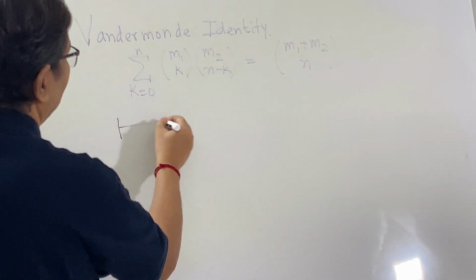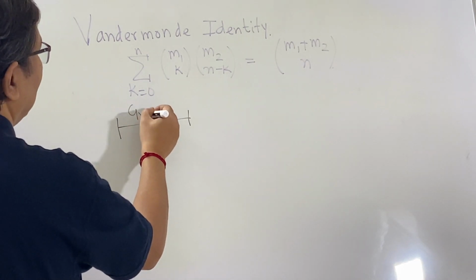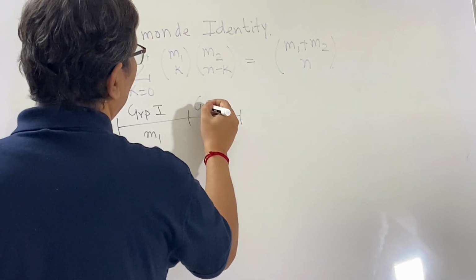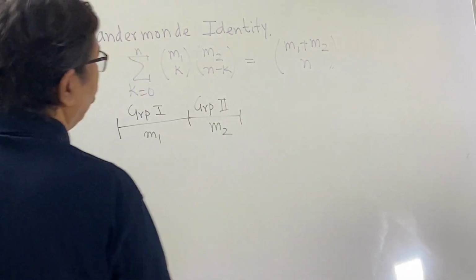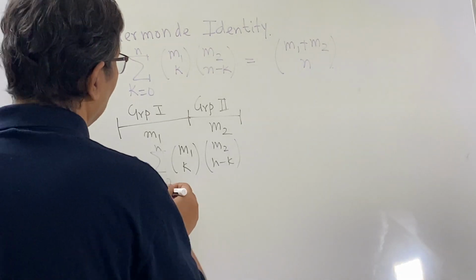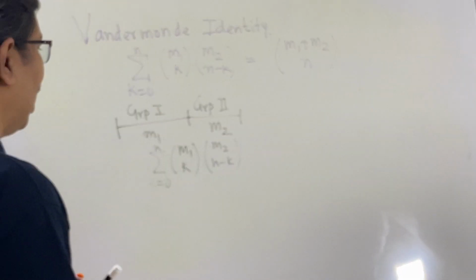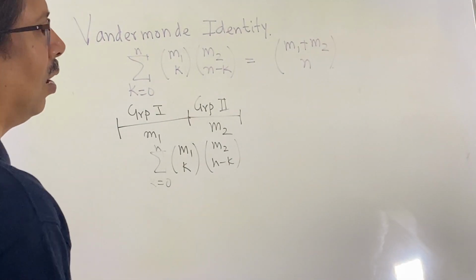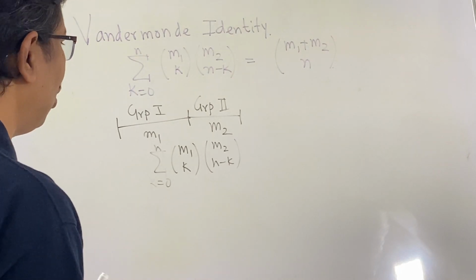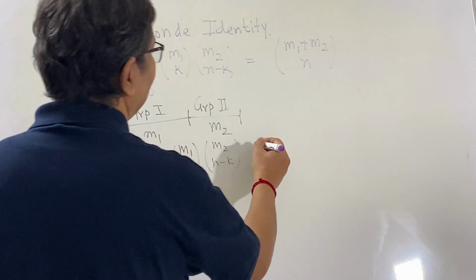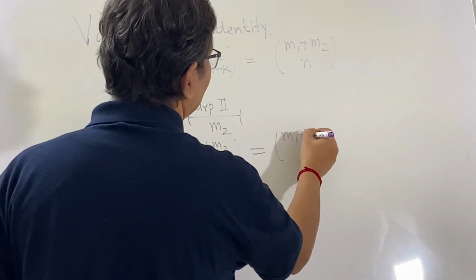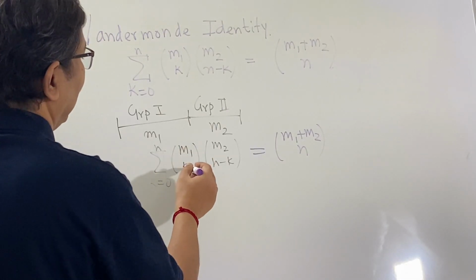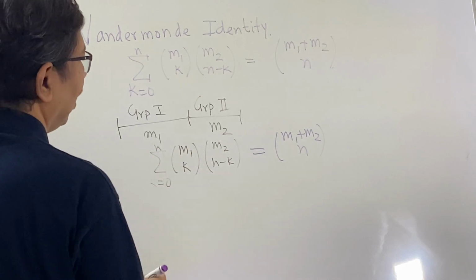We break up into two groups. Group 1 consists of m1 distinct objects, and group 2 consists of m2 distinct objects. So the summation k equal to 0 to n of m1Ck into m2C(n minus k) is the number of ways of choosing n objects out of m1 plus m2 distinct objects, which is the right hand side, (m1 plus m2)Cn.